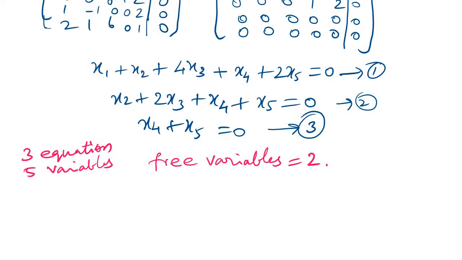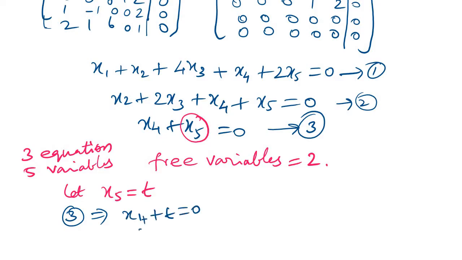So what are the free variables? In equation number 3, if you know x5, we can find x4. So let us take x5 as free variable. You can give any values. Let x5 be t. The third equation implies x4 plus t equal to 0, x4 equal to minus t. We have got x4 value minus t and x5 as t.